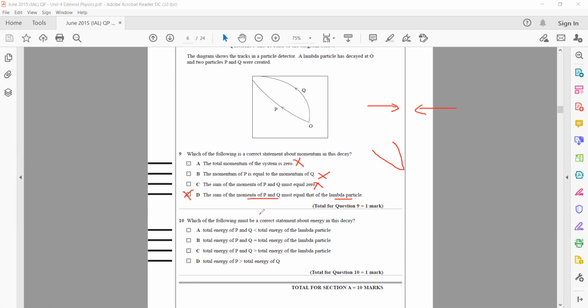Which of the following must be a correct statement about the energy? The total energy of P and Q is less. That's wrong. The total energy is conserved, so the total energy of P and Q should be equal to that of lambda. So B is the right answer. So this was June 2015 Unit 4 of IAL Physics.